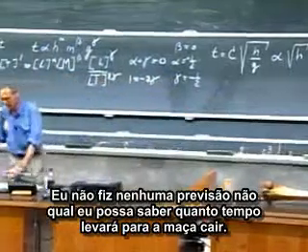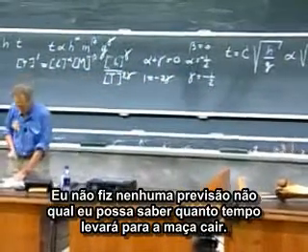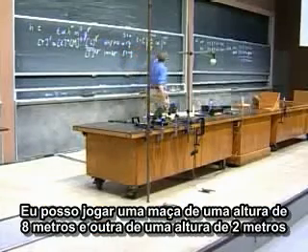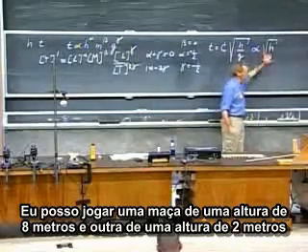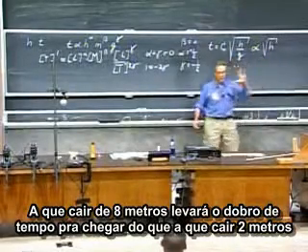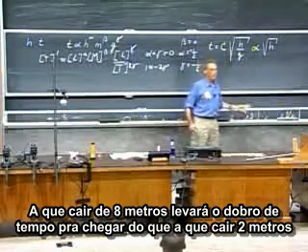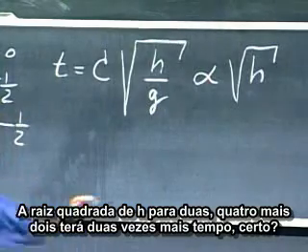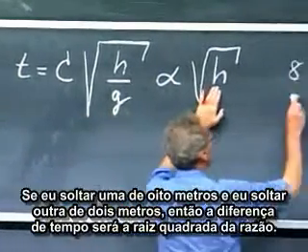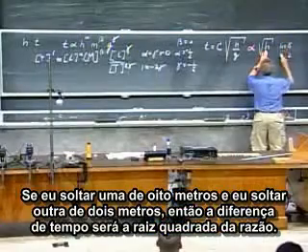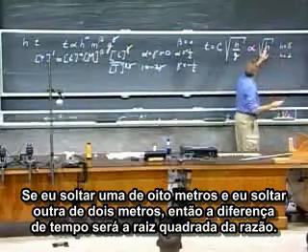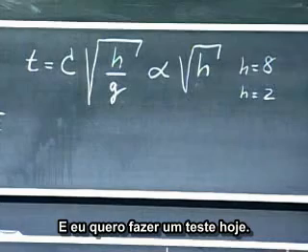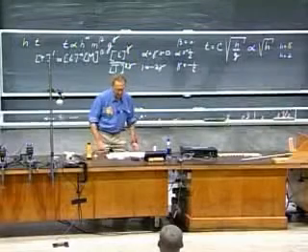I make no pretense that I can predict how long it will take for the apple to fall. All I'm saying is I can compare two different heights. I can drop an apple from 8 meters and another one from 2 meters, and the one from 8 meters will take 2 times longer than the one from 2 meters. The square root of 8 to 2, 4 over 2, will take 2 times longer, right? If I drop one from 8 meters and I drop another one from 2 meters, then the difference in time will be the square root of the ratio, that will be twice as long. And that I want to bring to a test today.